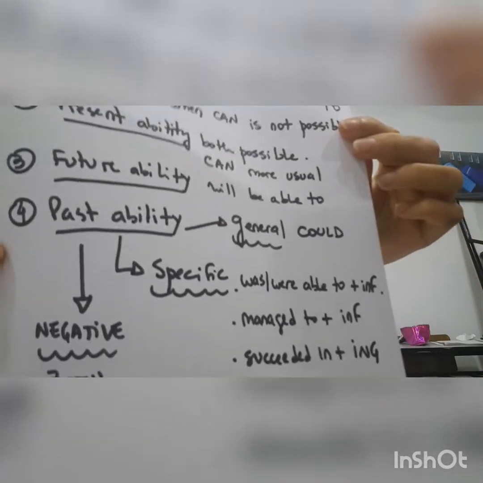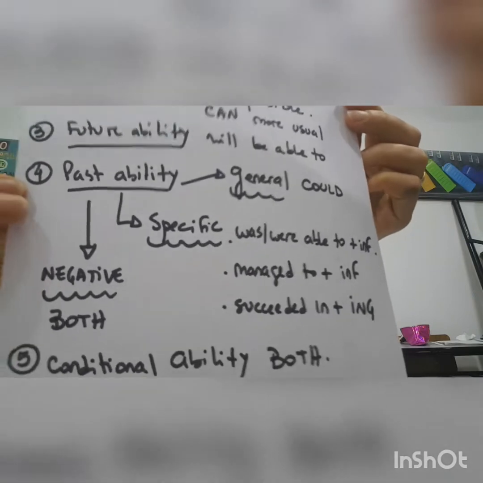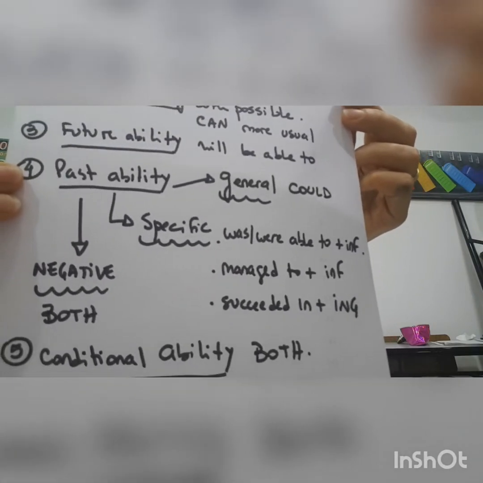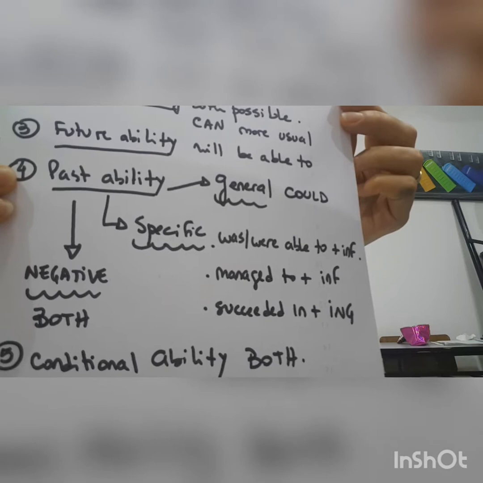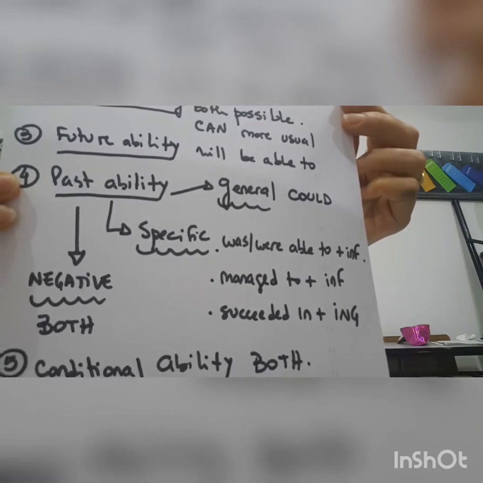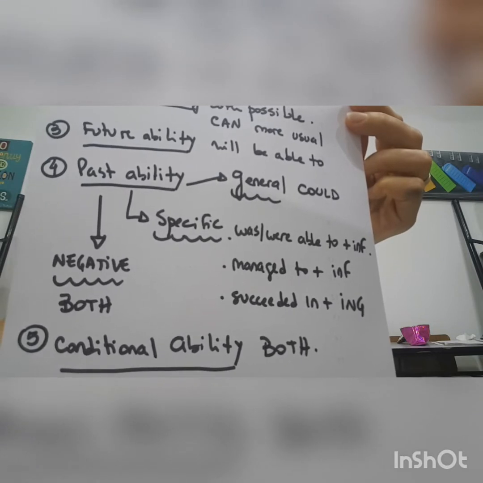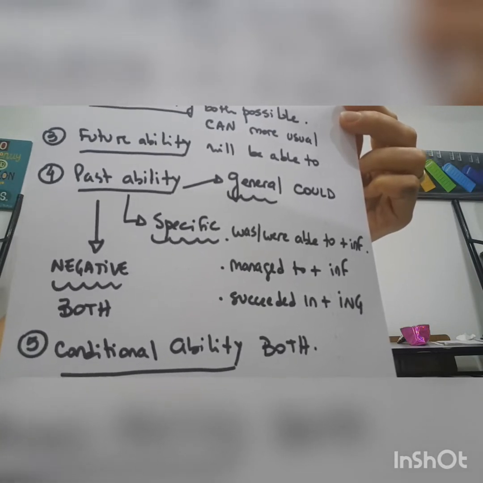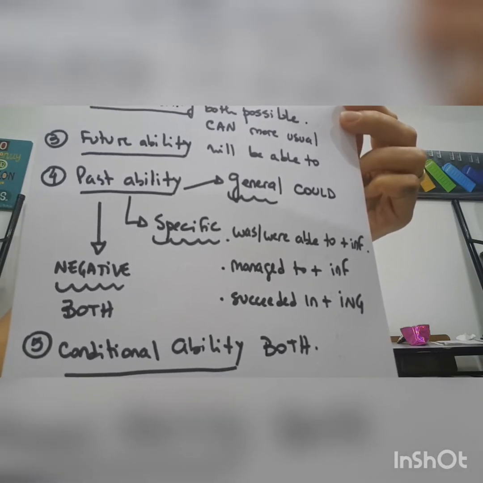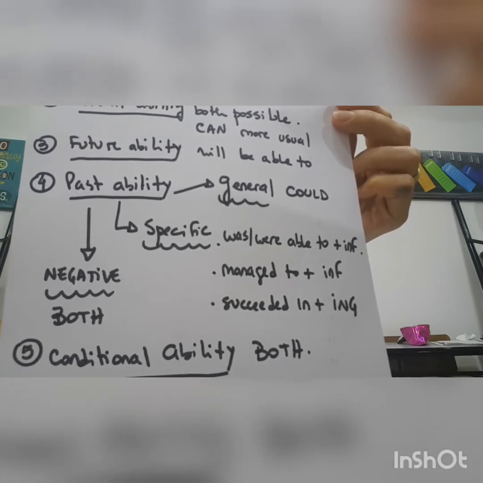Well, number 4, and this is the most problematic or important point, the past ability. When we speak of past abilities, we have to make a difference. The past ability can be general or can be specific. For general ability, we use could.